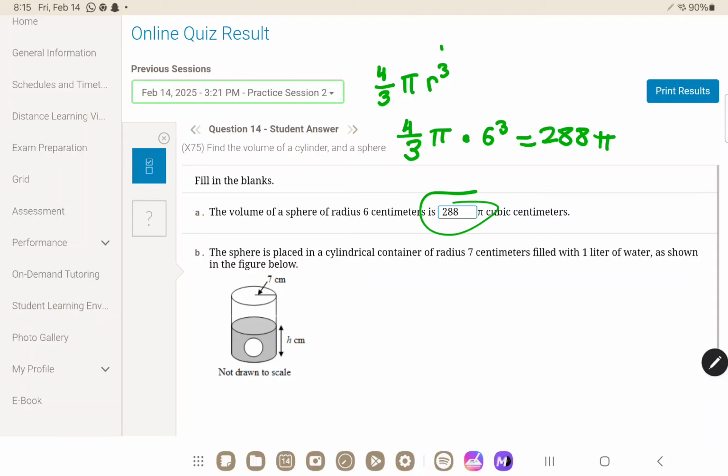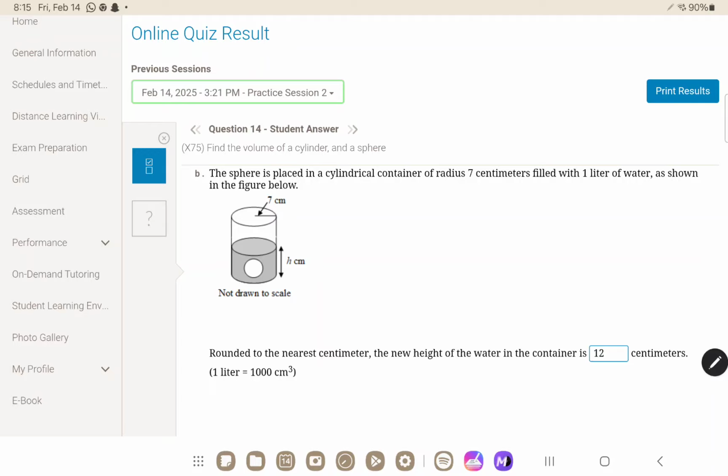That's your correct answer. Now for part B, they want the height of the water once you add the ball to it. How do you do this? You're going to find the volume of the cylinder with the ball or the sphere in it, and with only water. Let me start solving because I feel like I'm confusing everyone. Now we know the volume of a cylinder, again, is pi r squared height.